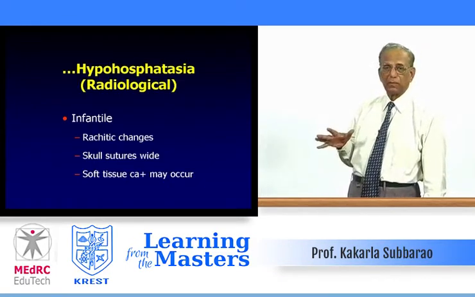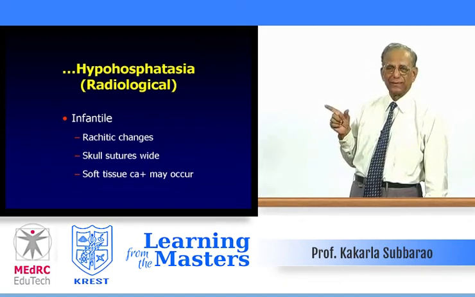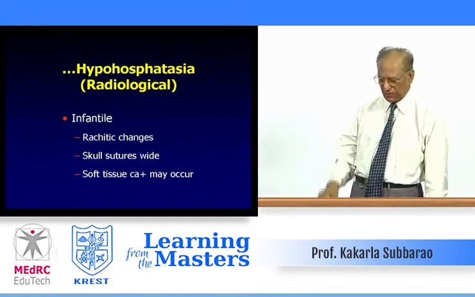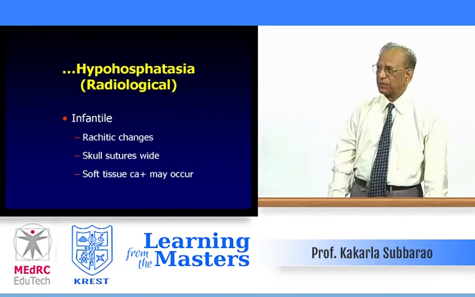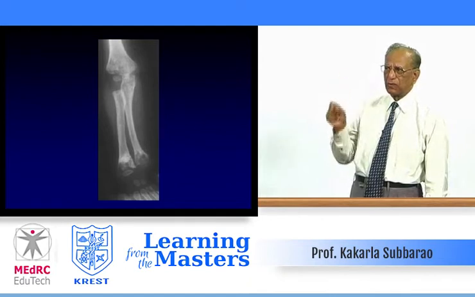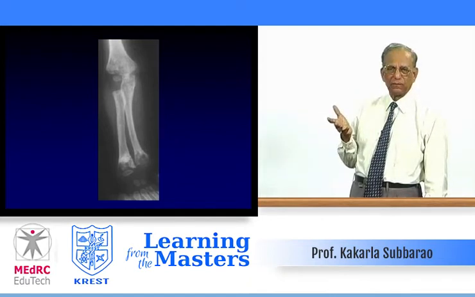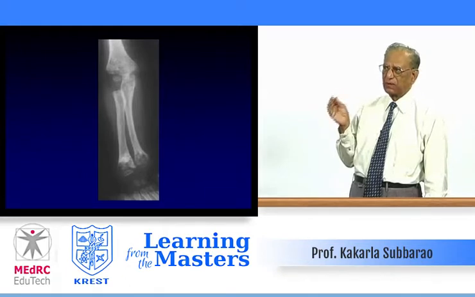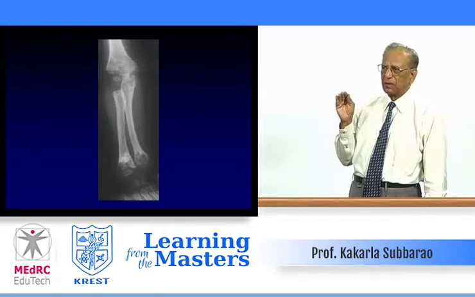In the infantile type, again rachitic changes. Skull sutures are wide. Soft tissue calcifications may occur. This differentiates it from rickets. See, although there is cupping, there is irregular cupping and proximal sclerosis. If you look at the bones, they are well ossified. There is no osteopenia. But if you look at the wrists and elbows, there is marked irregular cupping.